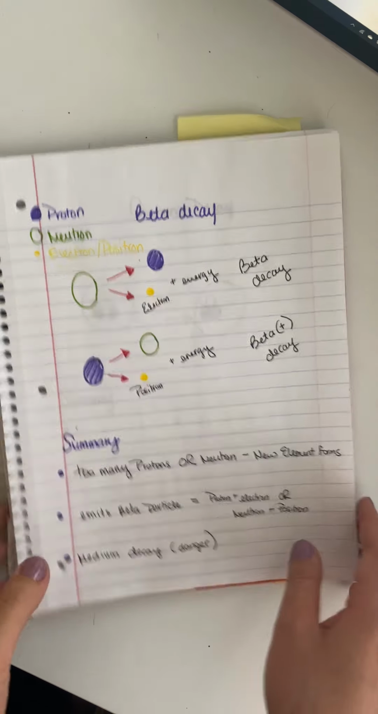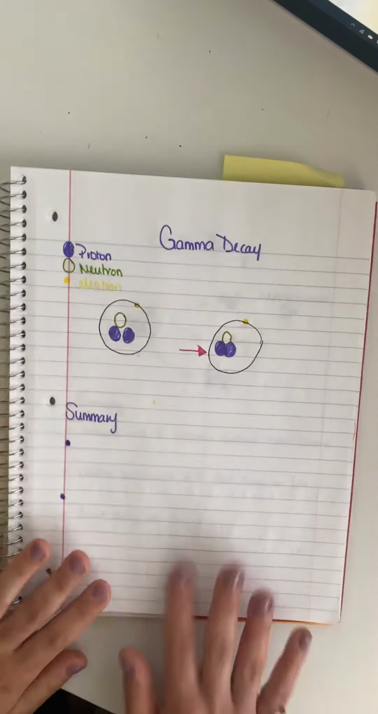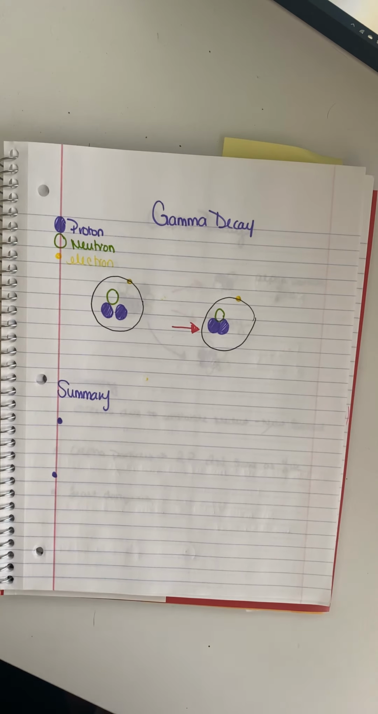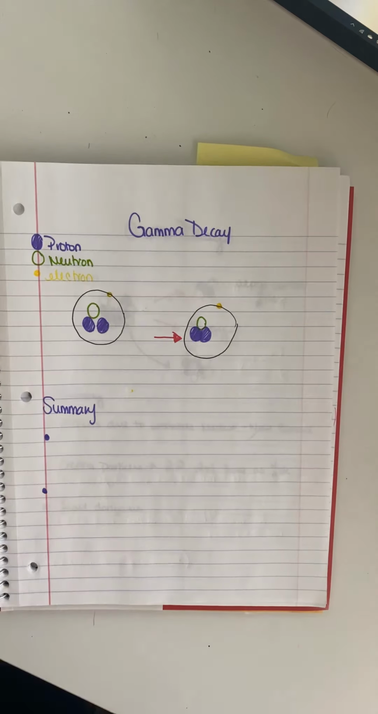All right, last type of decay, and then I'll give you guys a little assignment on this stuff. We're going to talk about gamma decay, and I tried to draw what happens in gamma decay. Don't criticize me for my artistic ability. So let's start by talking about what a gamma ray is.